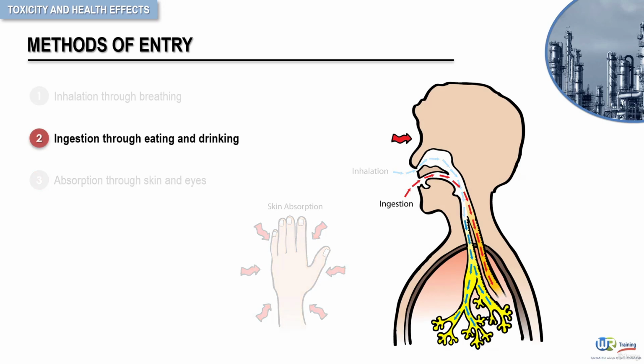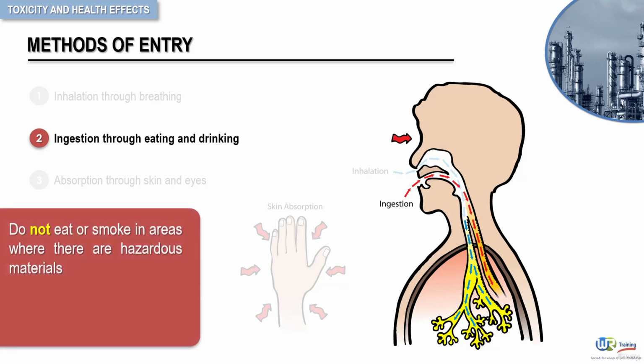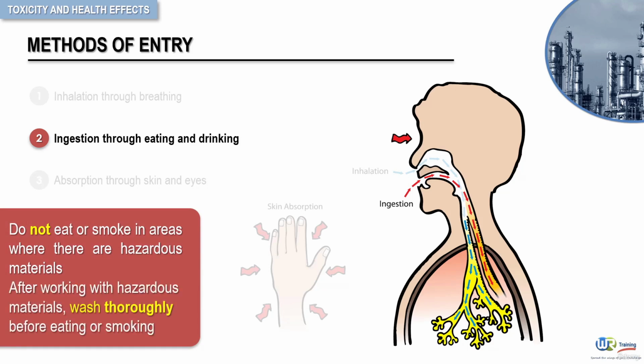Hazardous materials can enter our body through eating and drinking food and beverages contaminated by unwashed hands, gloves, clothing, or are left exposed in the workplace. Nail biting and smoking can also contribute to the ingestion of hazardous materials. Liquid materials may also enter the body through accidental consumption. For example, if a liquid is transferred to a bottle and not labeled adequately, a worker may mistake it for water or beverage. So keep in mind, for your own safety, do not eat or smoke in areas where there are hazardous materials. And after working with hazardous materials, wash thoroughly before eating or smoking.